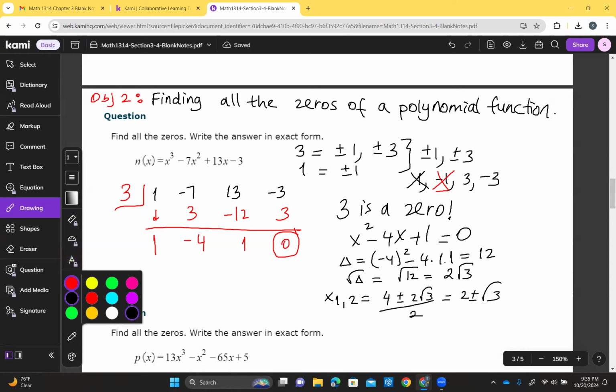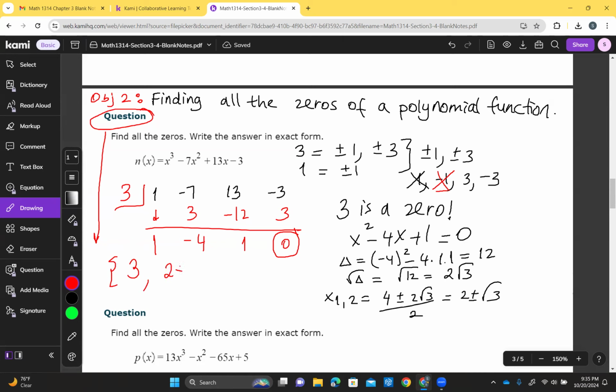okay. So in summary, this question here is going to have 3 zeros. One of the zeros is a rational zero, so it is like a whole number, so it's a rational 0, 3. And then the other solution is 2 plus radical 3, which is an irrational number. And then the last 0 is 2 minus radical 3, which is an irrational number. So this polynomial function has 1 rational 0, 2 irrational zeros.